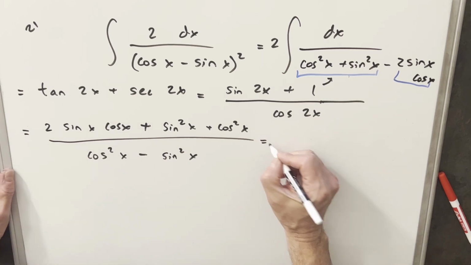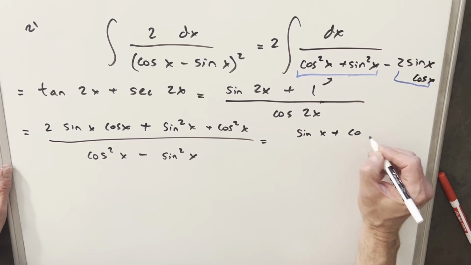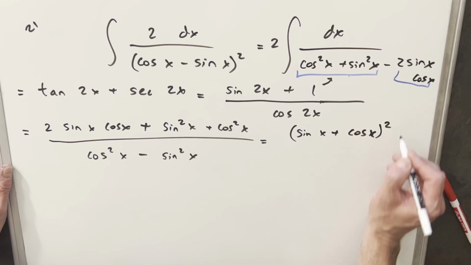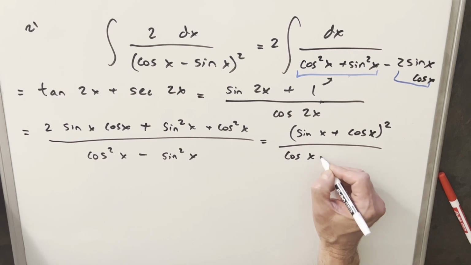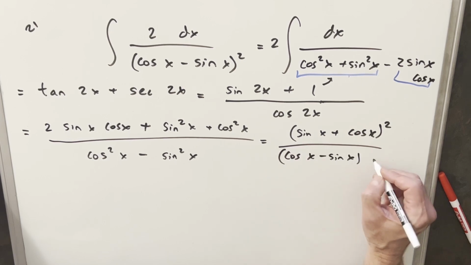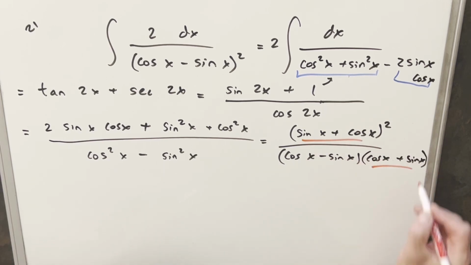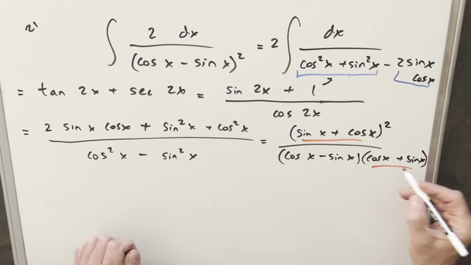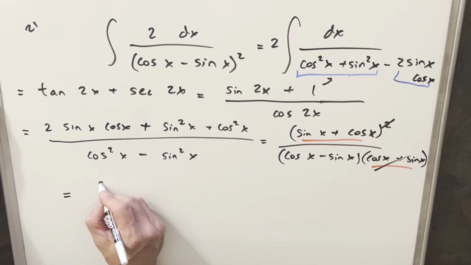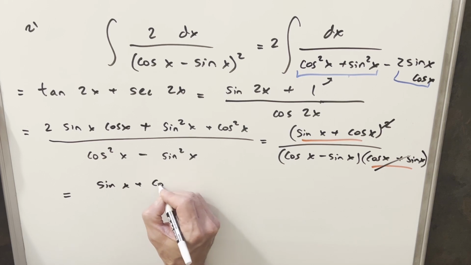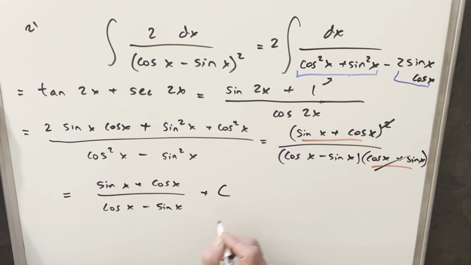But now what I can do is factor this, because you'll notice that the numerator is actually the same thing as (sine x plus cosine x) squared, right? And then the denominator we can factor as the difference of two squares. We can write this as (cosine x minus sine x) times (cosine x plus sine x). But now at this point, notice that this here is exactly the same as this right here. So I can cancel cosine x plus sine x with just one of these. And then that's going to give me the final solution that matches the MIT solution key, which is sine x plus cosine x over cosine x minus sine x plus c, and that's it.